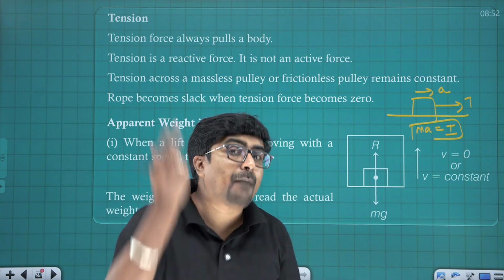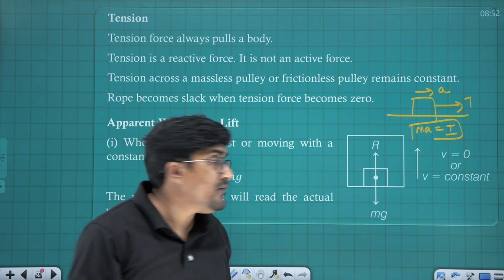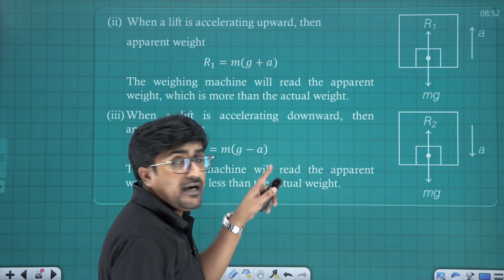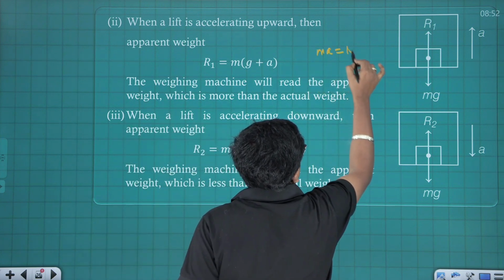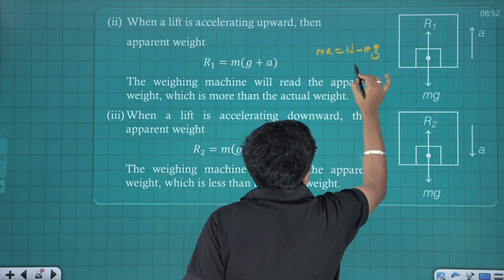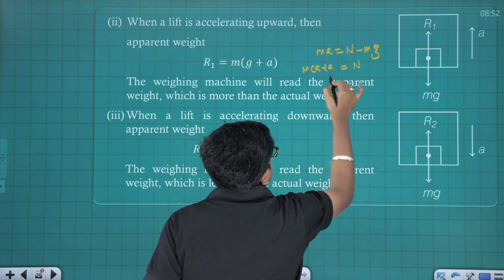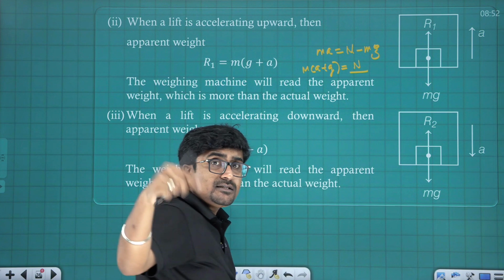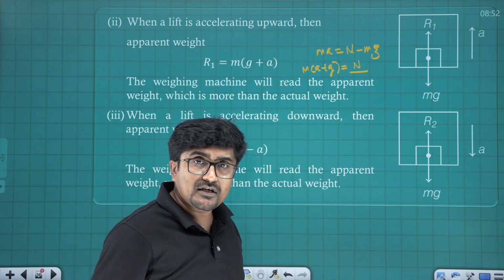And if the lift is moving in the upward direction with an acceleration of a, there you can have m into a upward, that is normal reaction in the upward direction minus m into g. Here I can say that N is equal to m into (a plus g). And I told you N is what we are going to get as the weight. Now here you can see the weight of the body is increasing.